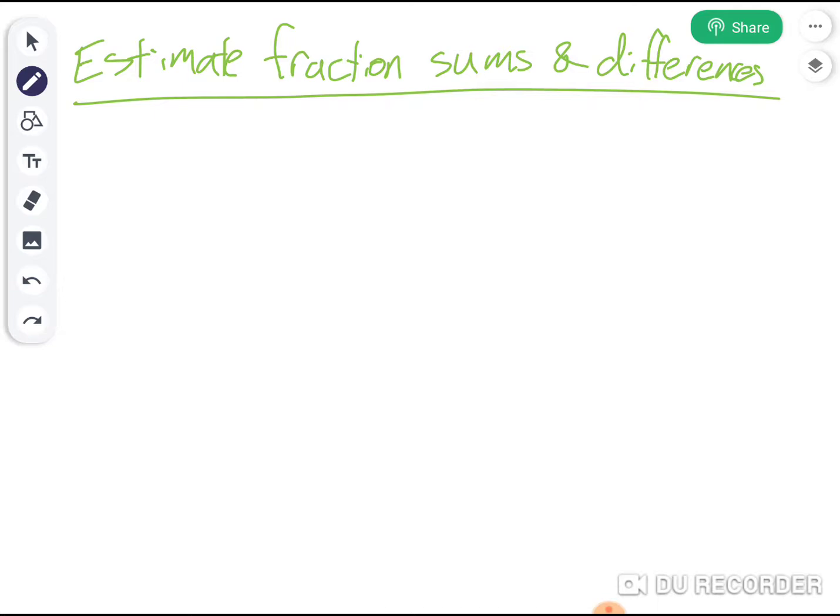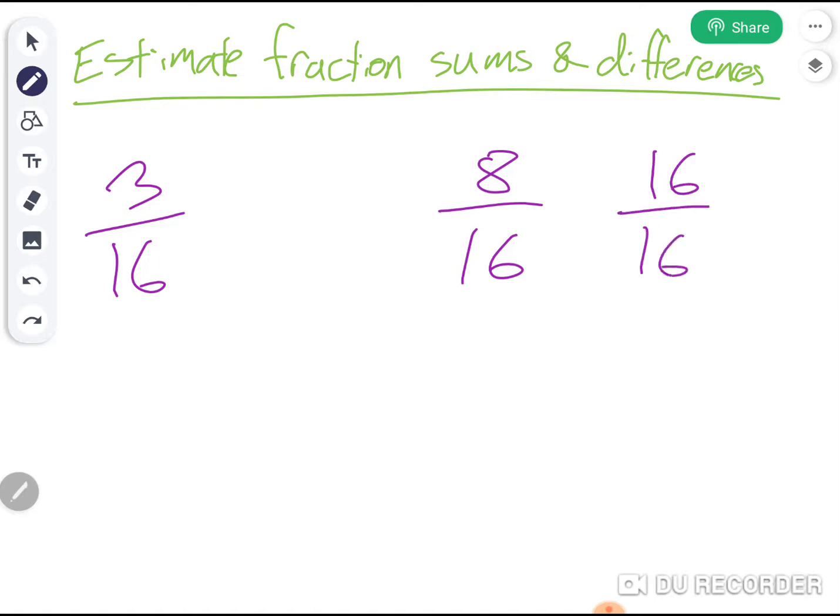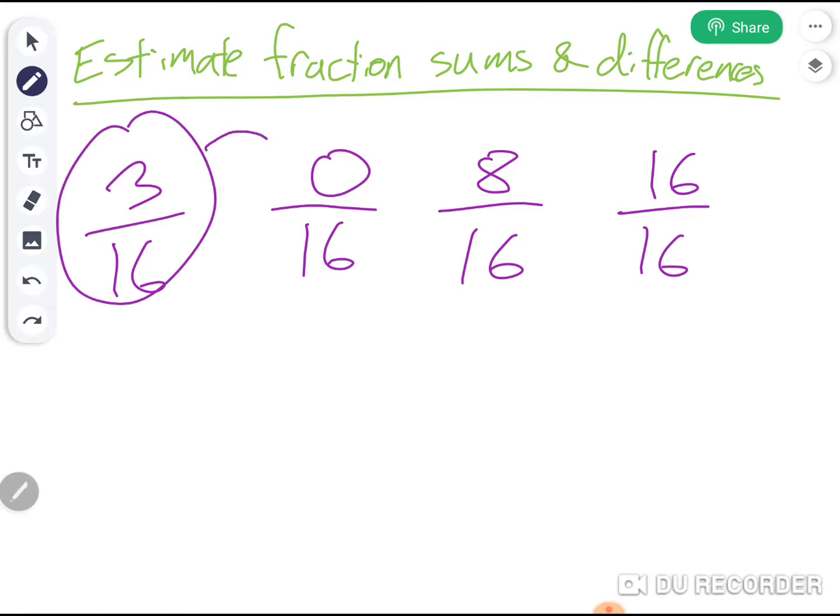What I like to do, as we talked about in class, is look at our denominator. For example, if we were looking at 3/16, we know our denominator is 16. The easiest way to figure out what half would be is to find half of 16, which is 8/16. So 1/2 is equivalent to 8/16, 1 would be 16/16, and 0 would be 0/16. In this case, 3/16 is closer to 0 than it is to 8 or 16. So if we were to estimate this fraction, we would say it is closest to 0.